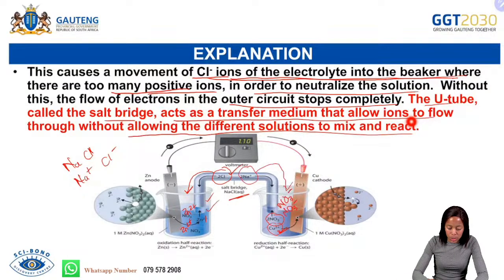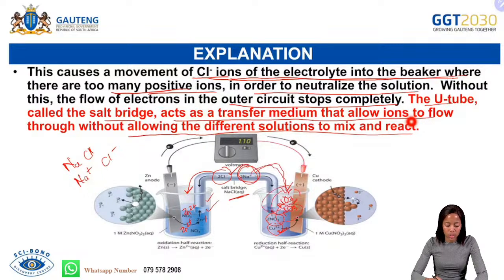Then maybe you might ask yourself, what are the functions of the NO3- in the reaction? The NO3- in the reactions are your spectator ions. If they are your spectator ions, it therefore means that they are not going to participate. That is in terms of your what? That is in terms of your half reactions. They will just participate whenever you have what? Whenever you have your salt bridge, and that is to neutralize.